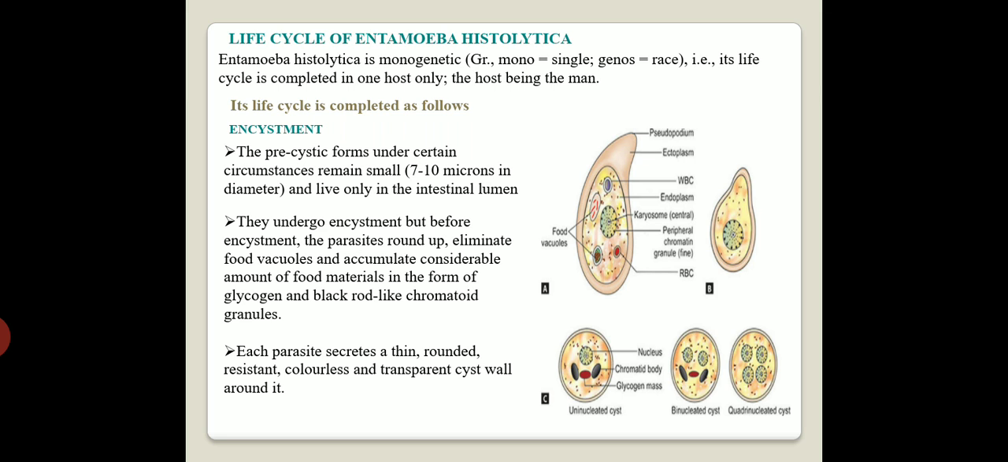The process we call encystment. Here is the picture: first, a picture which shows the trophozoite stage, B is a minute or precystic stage, then the uninucleate cyst, the binucleate cyst, and the quadrinucleated cyst.